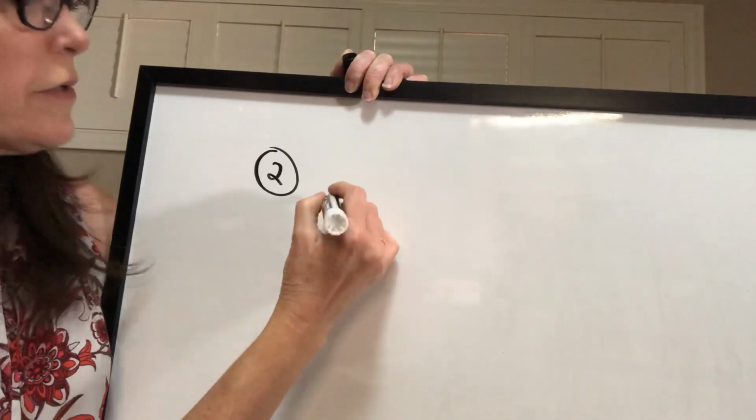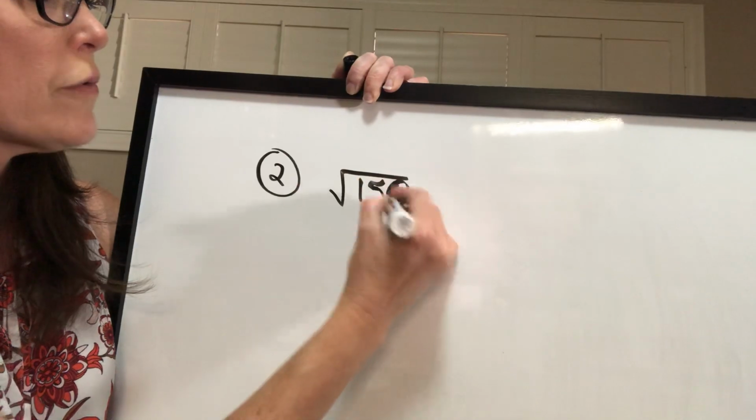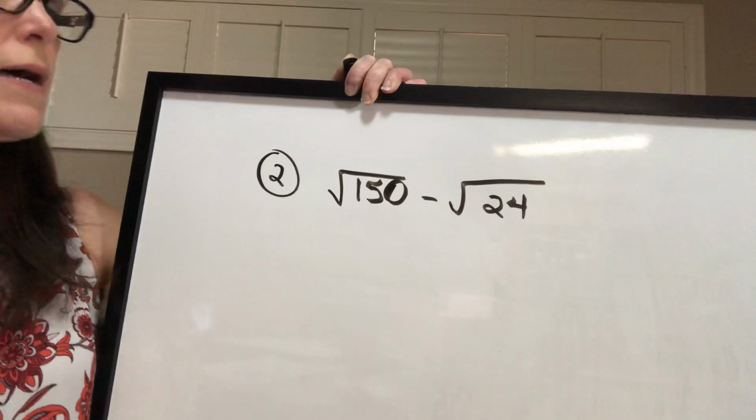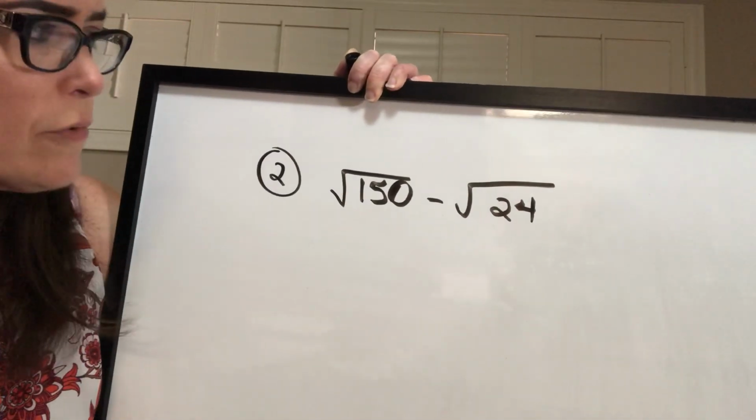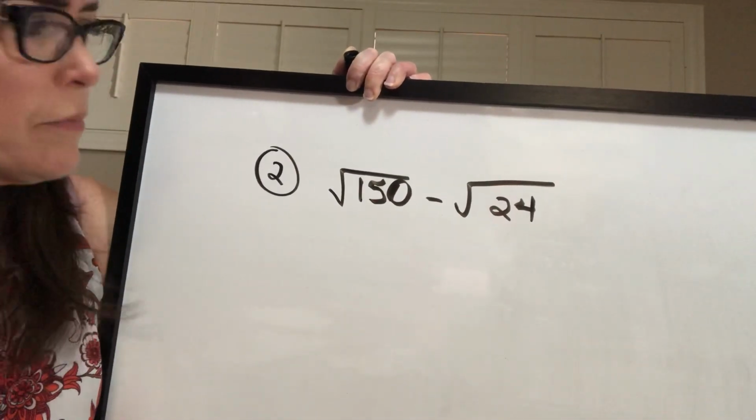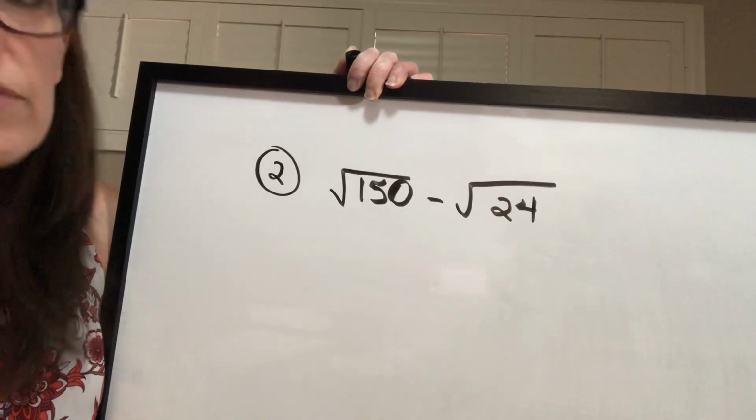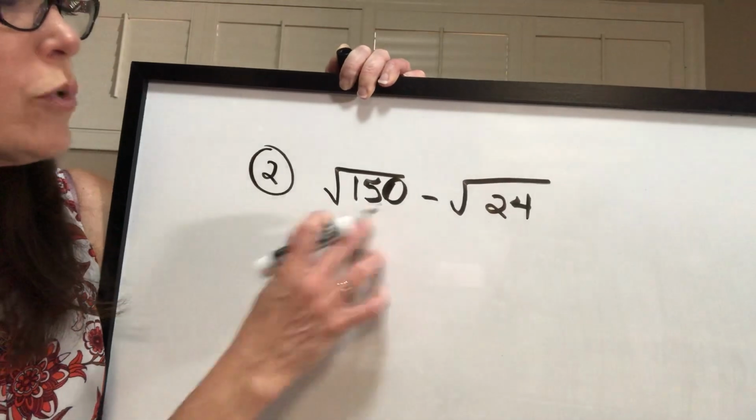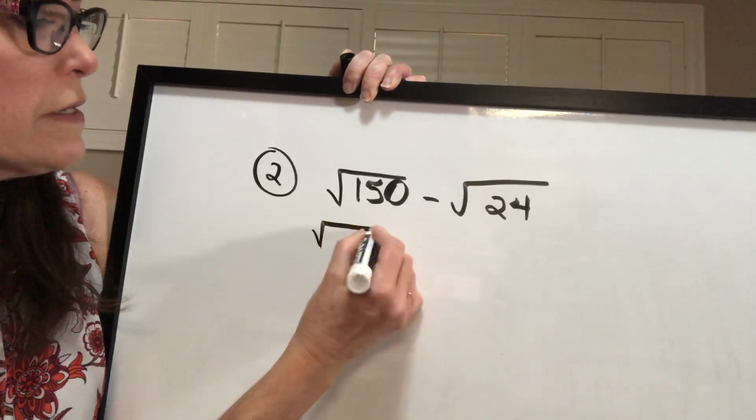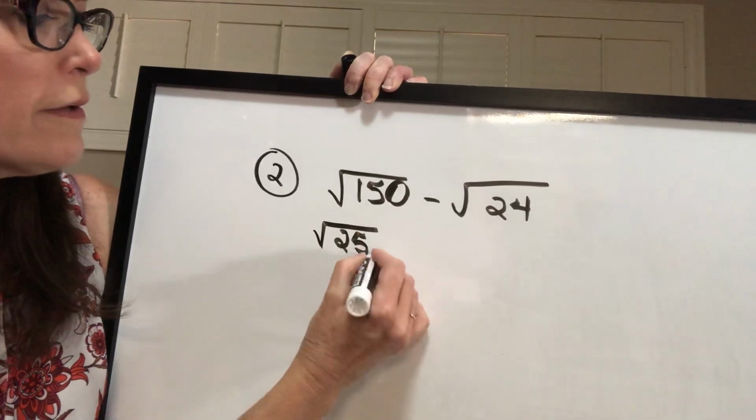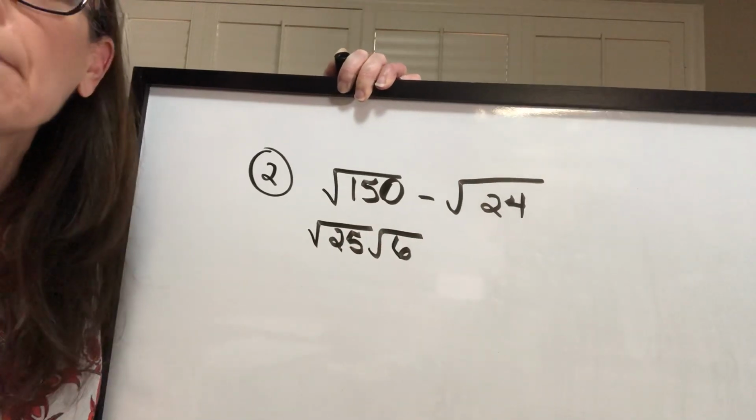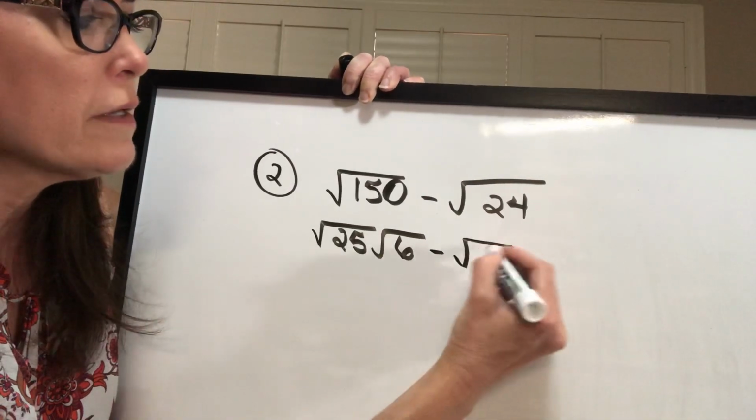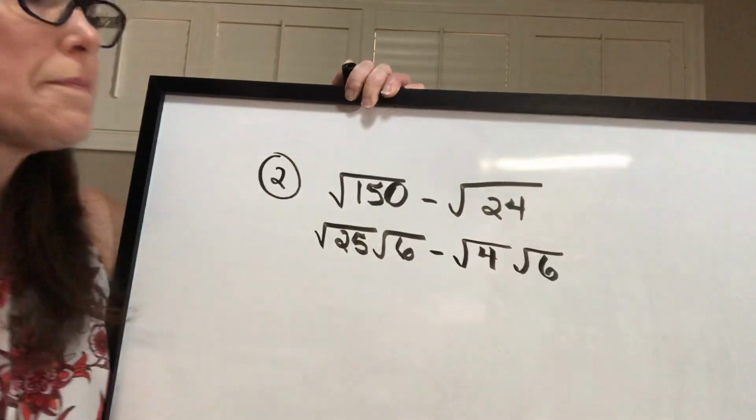Number 2 is similar, but it's subtraction. So we have the square root of 150 minus the square root of 24. You cannot subtract the numbers inside of the radical. They have to be exactly the same number before you can combine them. So we have to simplify each one individually and then later combine if we can. So we want to think which perfect square goes into 150, and you would find that to be 25 times 6. And then you would find a perfect square that divides into 24, so that would be 4 times 6.